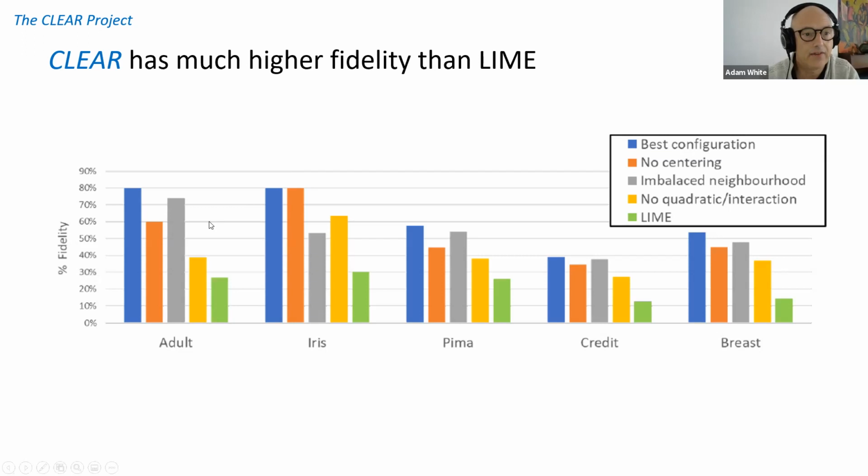So if we look here, the blue column corresponds to using Clear in its best configuration. The green column is Lime. You can see the sharp difference between Clear and Lime in each of the data sets. This graph also shows some of the options you have for how you can run Clear.